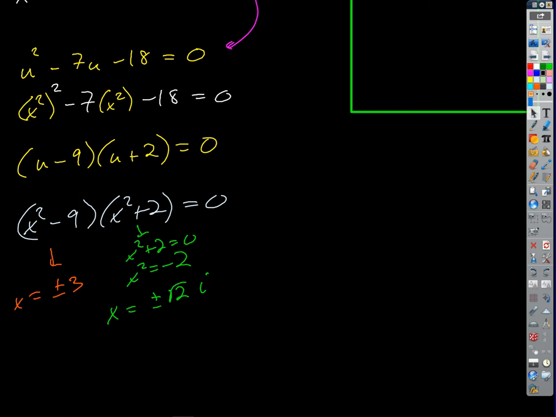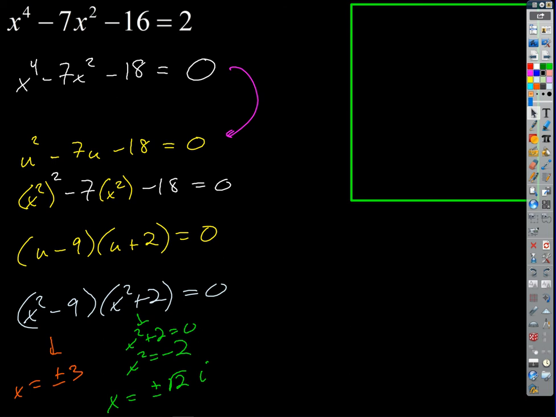So zeros, remember, zeros are just all of the complex numbers, could be real, could be complex, that when plugged into the function give me 0, right? So those 4 numbers that we came up with, plus or minus 3 and plus or minus radical 2i, are the 4 zeros of this function here, right? When I plug those values in for x, I get 0 for my function. You get that? Yes. Okay.